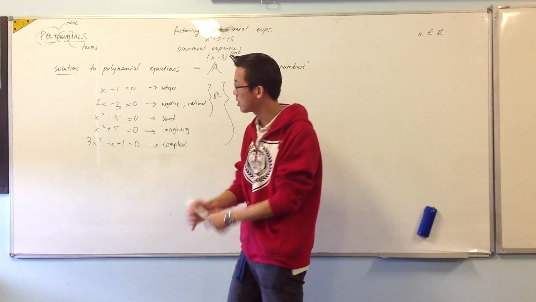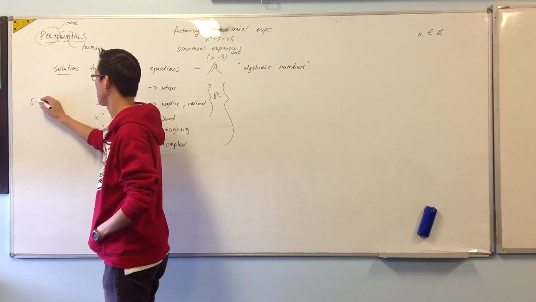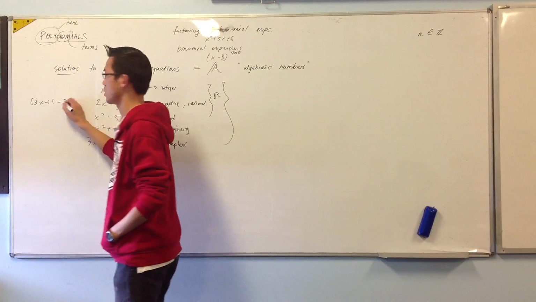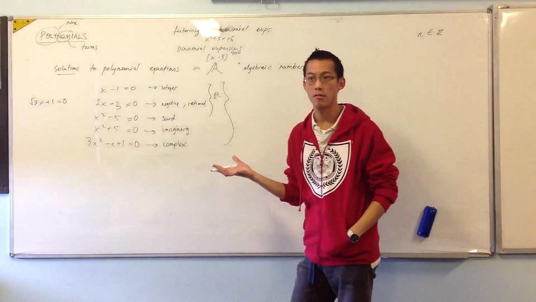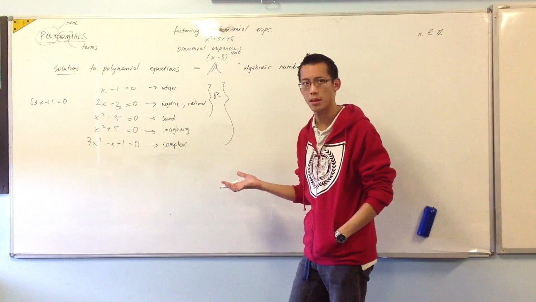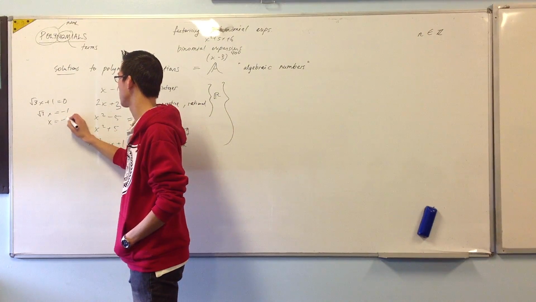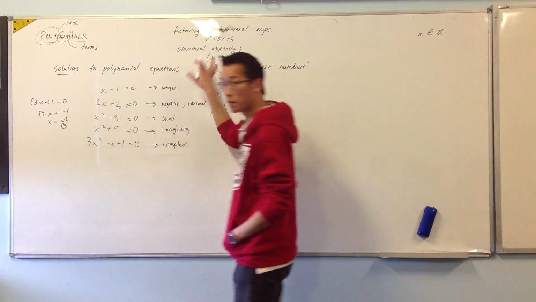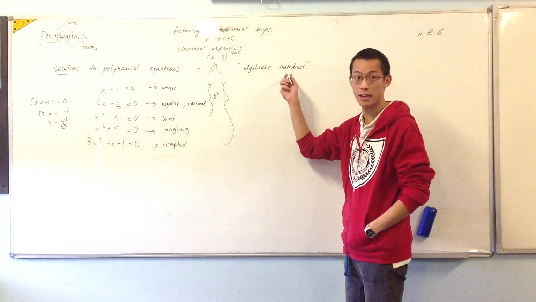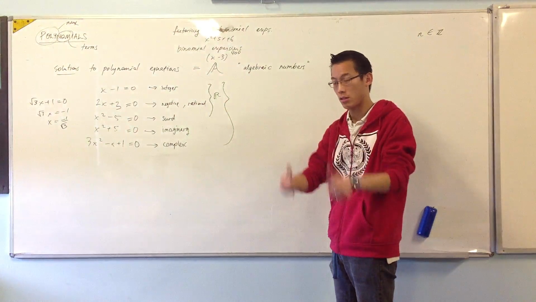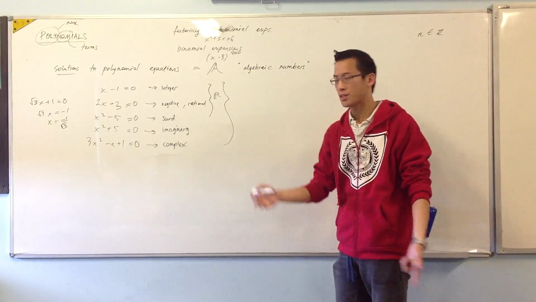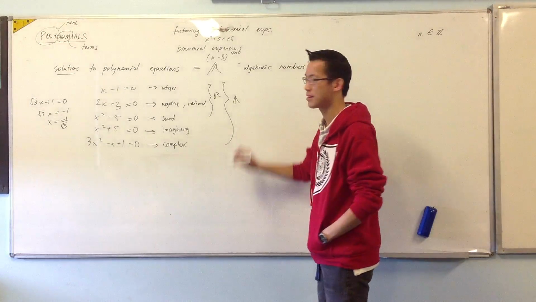As you can see, if I took, for instance, root 3x plus 1 equals 0, what will the solution of that be? Well, root 3x is equal to -1, so x is -1 on root 3. So it still belongs in this set. You're still getting an algebraic number at the end, which is why it's a polynomial. So this whole set is the set of algebraic numbers.